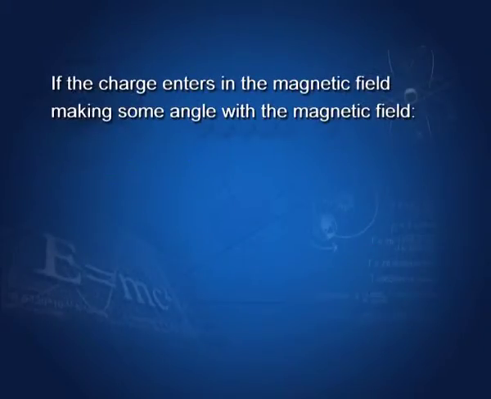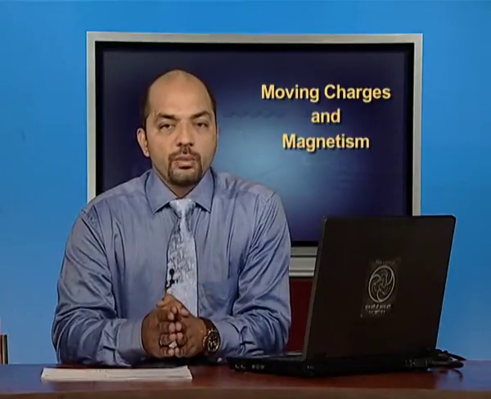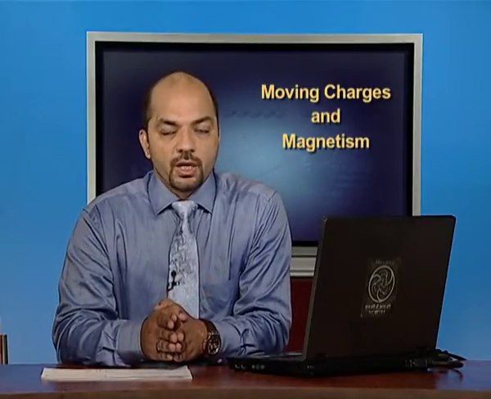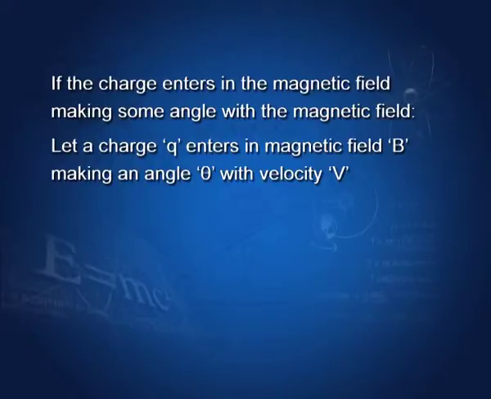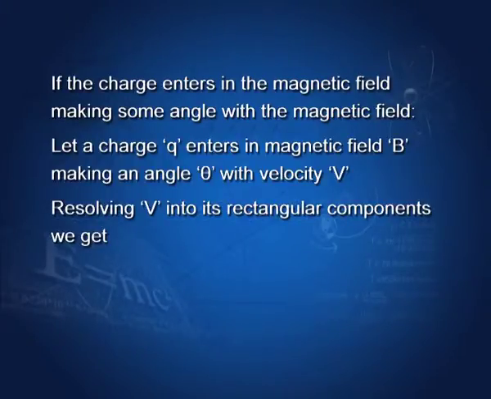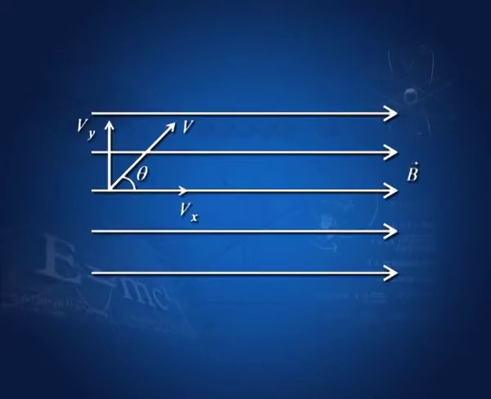If the charge enters the magnetic field B making some angle theta, then it experiences some force. How the force will be experienced, that we will have to study. As the charged particle is entering making some angle theta with the magnetic field B, resolving its velocity v into its rectangular components, we get Vx equals v cos theta, Vy equals v sin theta. In the diagram, it is very clearly mentioned.